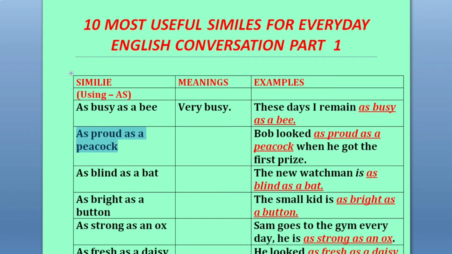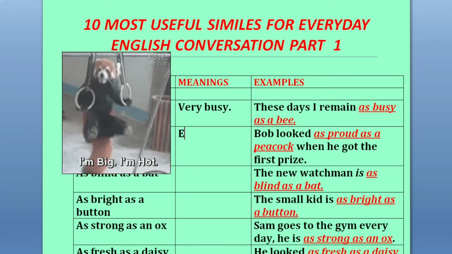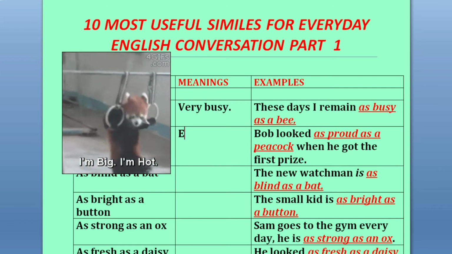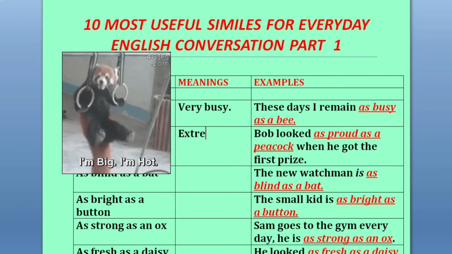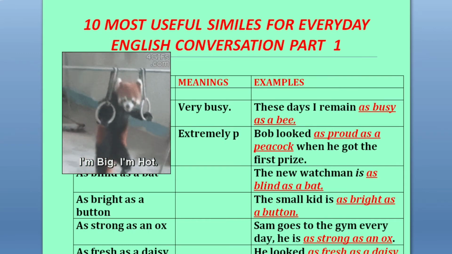So up next we will see the second one, that is as proud as a peacock. So that means extremely proud. As I'm typing the meaning on your screen, as you see, as proud as a peacock means extremely proud. That means proud like a peacock, right? So as you see the example is also given.